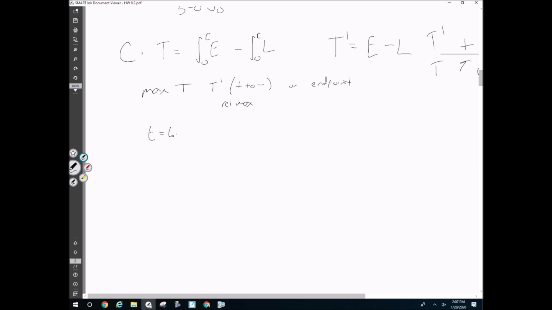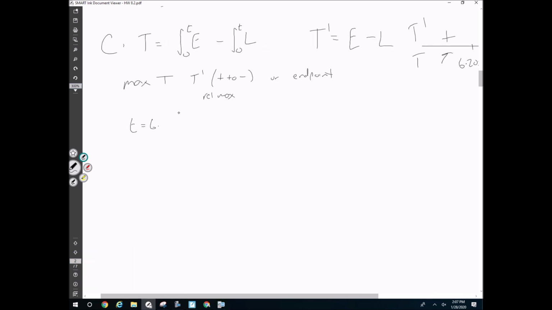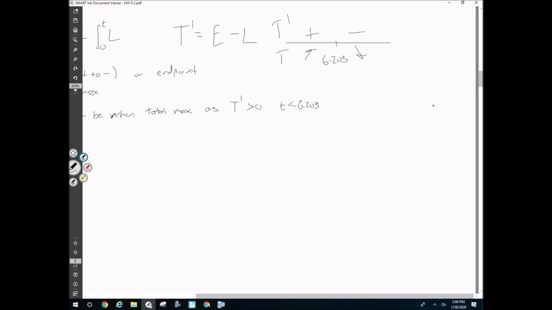T equals 6.203 must be when the total is a max, as T prime is positive for T's less than 6.203, and T prime is negative for T's between 6.203 and 8.